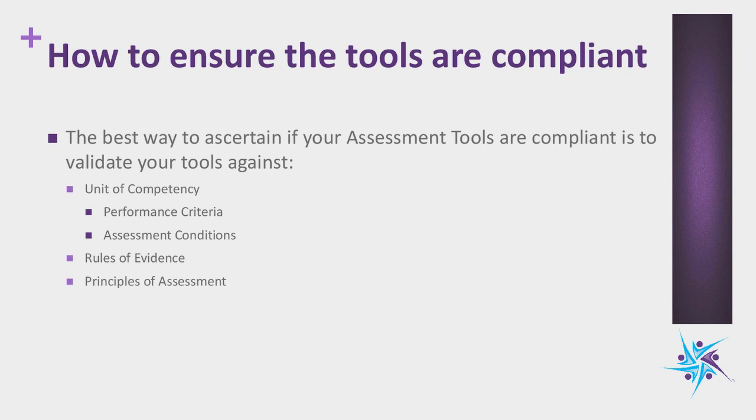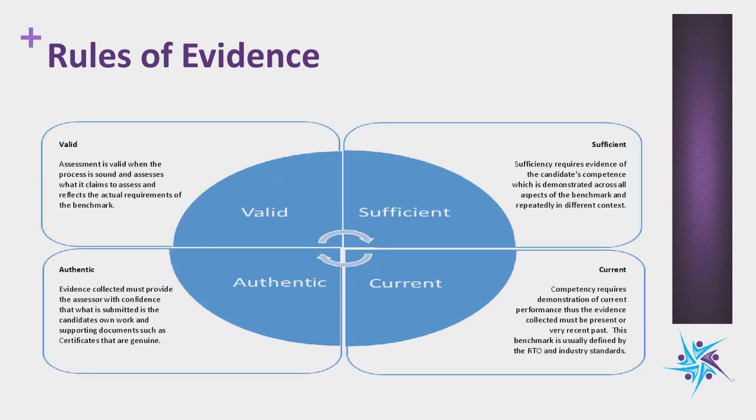So how do you ensure that your tools are compliant? The best way to ascertain if your assessment tool is compliant is to validate your tools against the unit of competency, performance criteria, assessment conditions, rules of evidence, and principles of assessment. The rules of evidence is the evidence that you're collecting. How are you ensuring that the evidence you're collecting is valid? The assessment is valid when the process is sound, assesses what it claims to assess, and reflects the actual requirements of the benchmark.